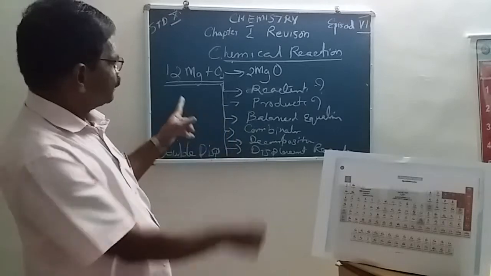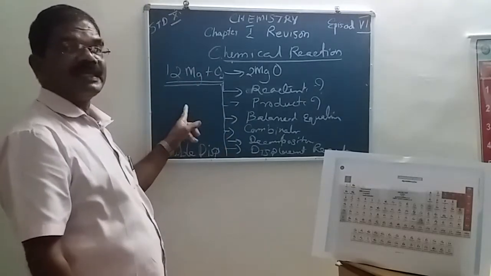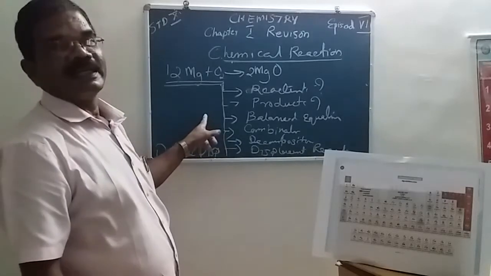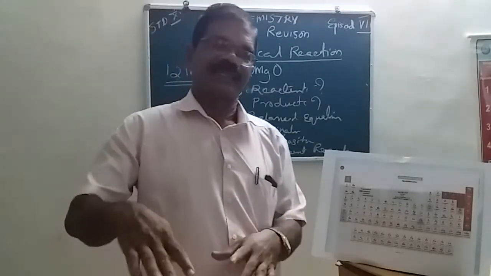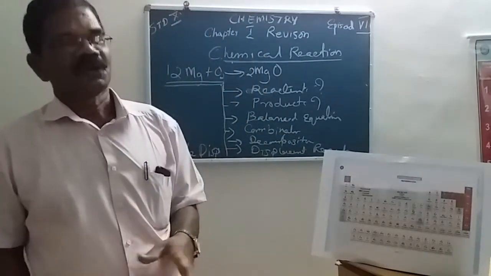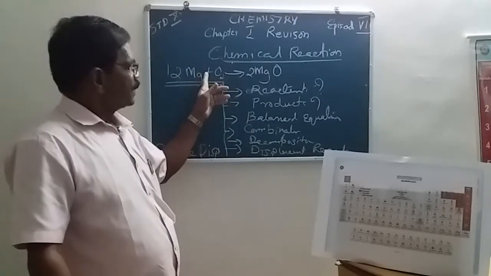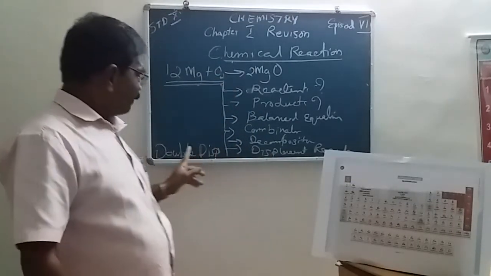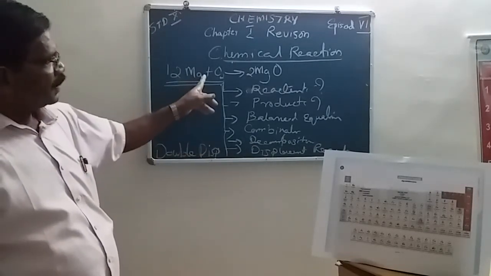Whether it is a displacement reaction. In a displacement reaction, the general form is AC plus B gives A plus BC. One element displaces another element. The more active element displaces the other element from its compound. There are three of these types, and the fourth is the double displacement reaction. These things we can notice.